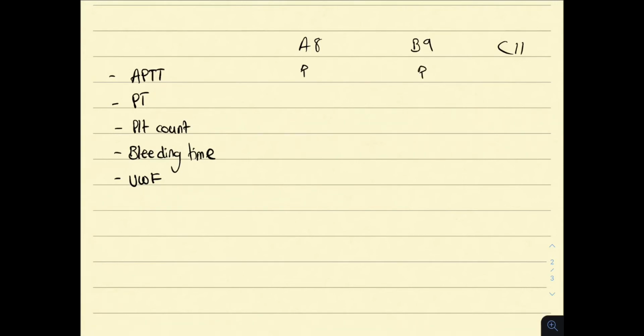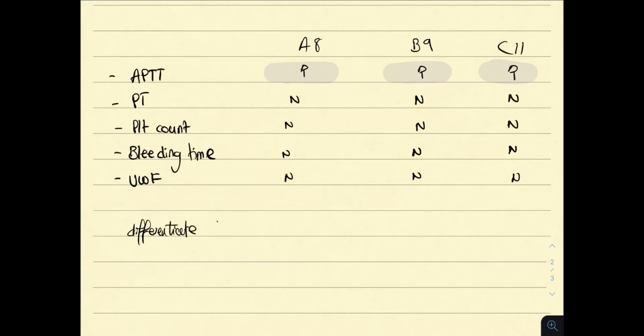The reason for this is that all the factors are part of the intrinsic pathway, and the APTT, remember, measures the intrinsic pathway. The PT would be normal because the extrinsic pathway is intact. The platelet count would be normal because nothing is really affecting the platelets. The bleeding time is normal because primary hemostasis is present, and von Willebrand factor is also normal. You're probably wondering why we are measuring von Willebrand factor. This will make more sense to you once we discuss von Willebrand's disease, but don't forget that von Willebrand factor is also a carrier for factor VIII.